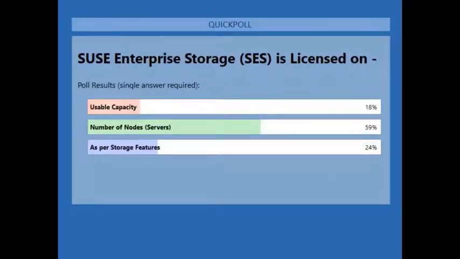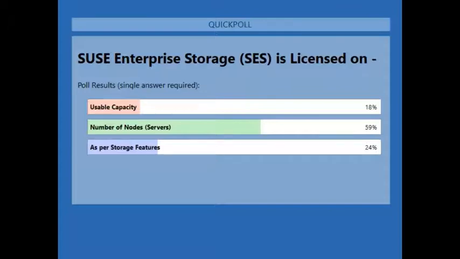So 59% of people have voted that the subscription is based on the number of nodes. That's the right answer. SUSE Enterprise Storage does not limit you in terms of the capacity you can build, as long as your number of capacity nodes and management nodes are covered by your base license or a combination of base and expansion packs.